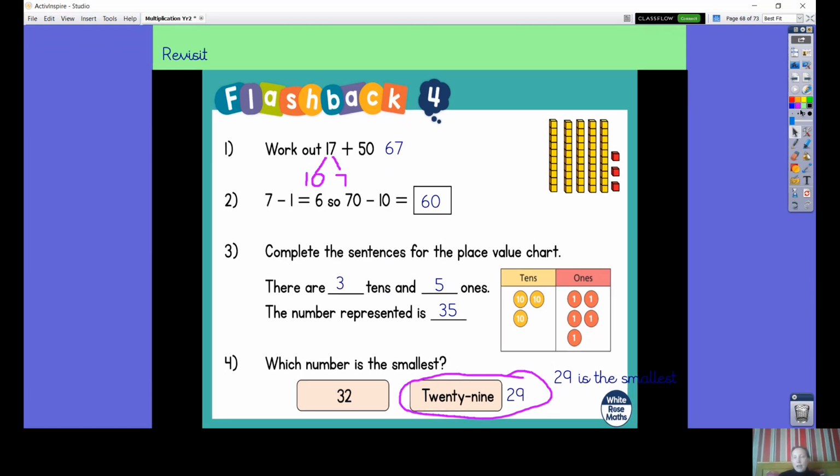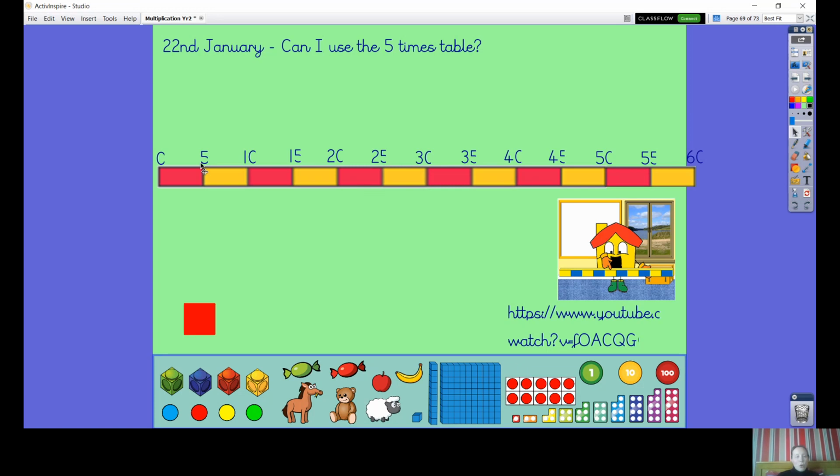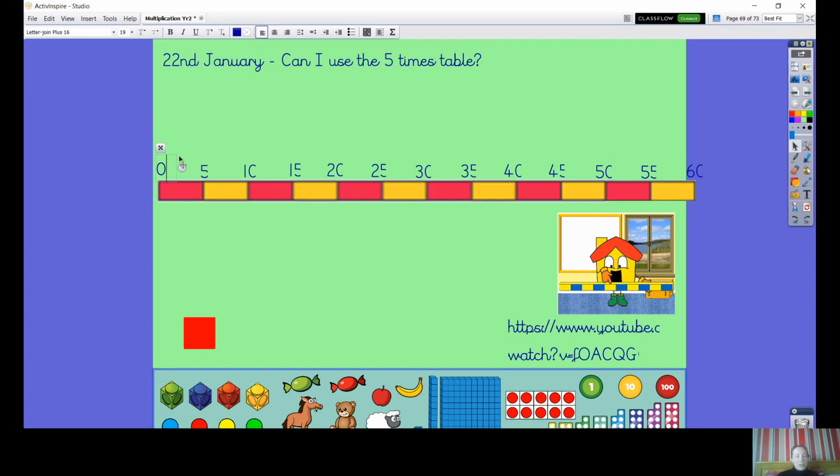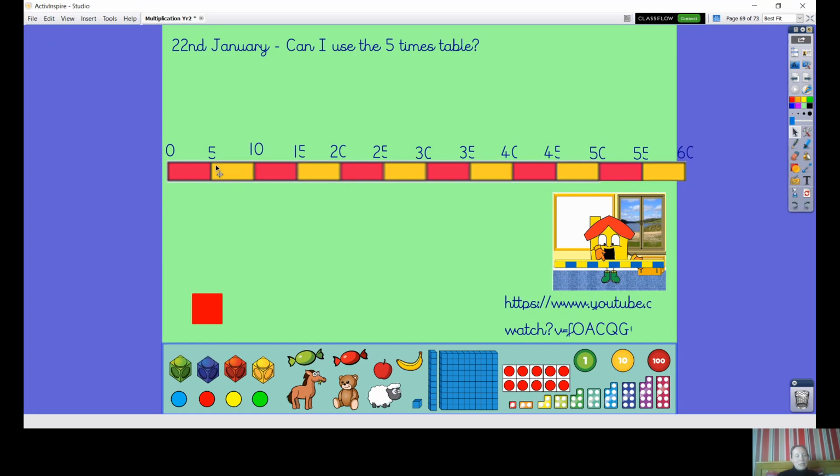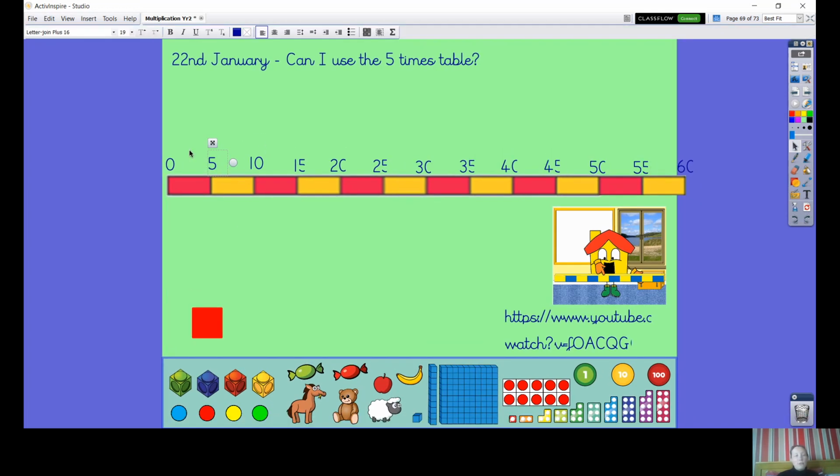Okay, so let's look at our 5 times table, and it's going to look a really similar lesson to before with our 10 times and our 2 times tables. So first of all, let's warm our brains up by counting in 5s.